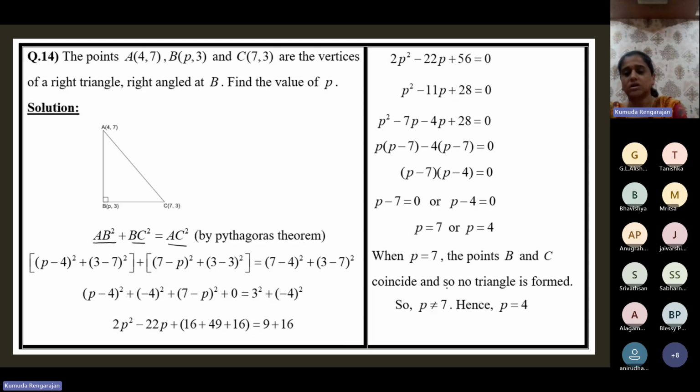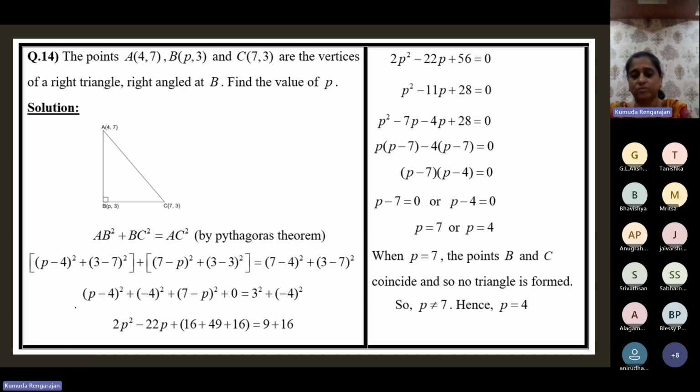Quadratic equation. We get two values for P. What happens when P is 7? B is 7, 3. But C is also 7, 3. That means the points B and C coincide. So B cannot be 7, 3. So B has to be 4, 3, the other value for P.